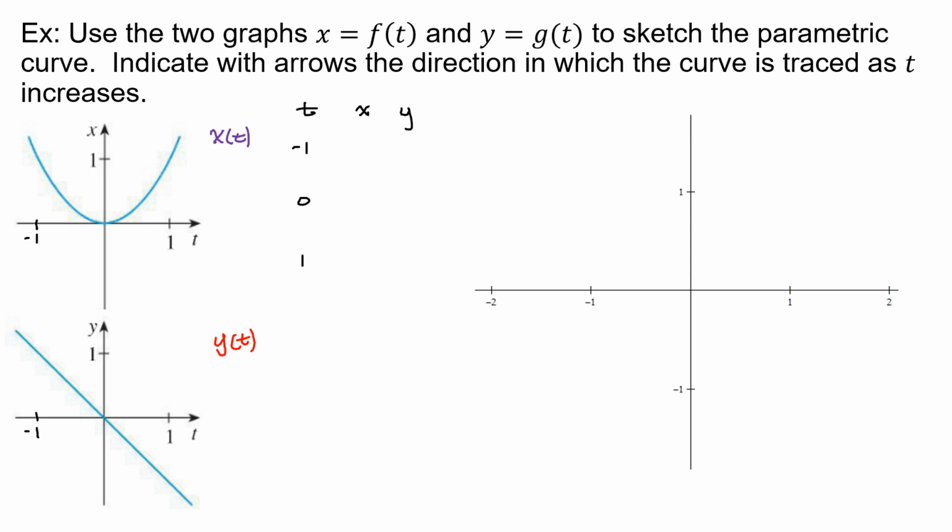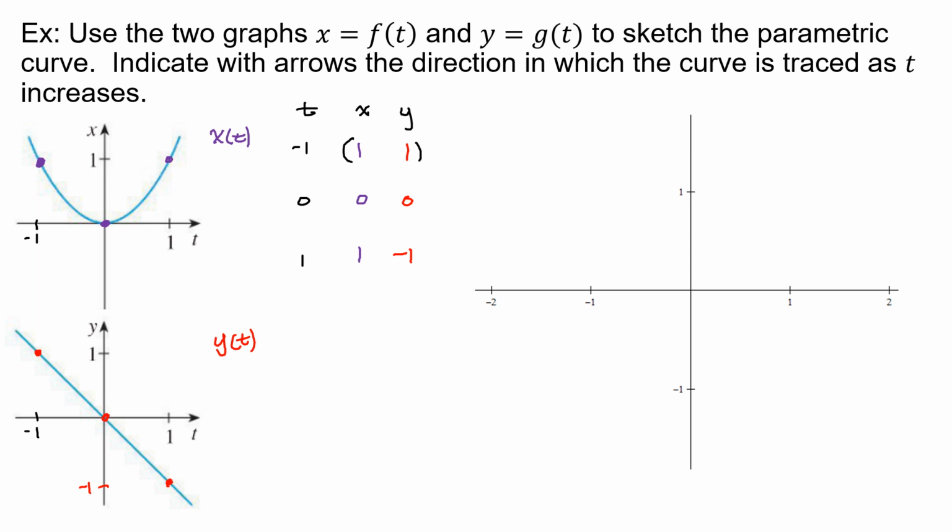When t is -1, x looks to be at 1. That's this point right here. At 0, I'm at 0, and at 1, I'm back up to 1. On my y values, at -1, I am at 1. At 0, I am at 0. And at 1, this is probably -1.